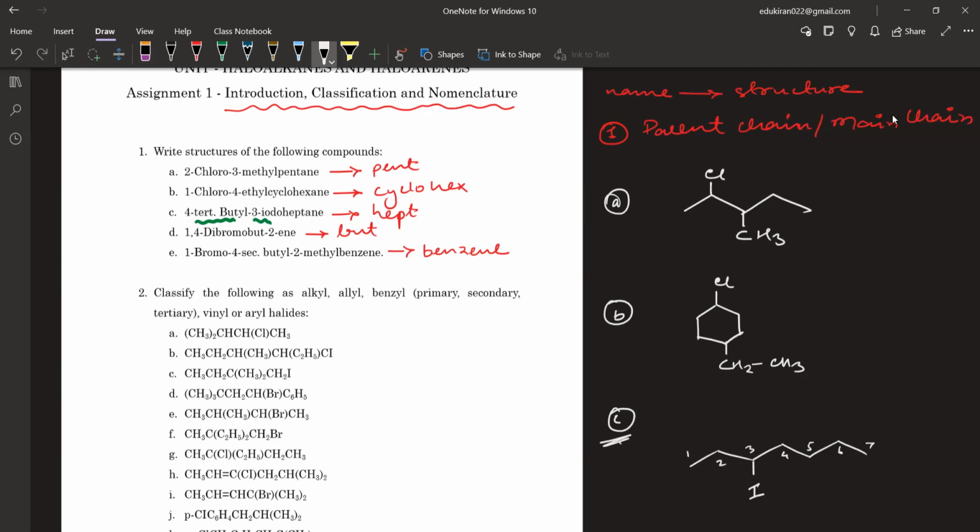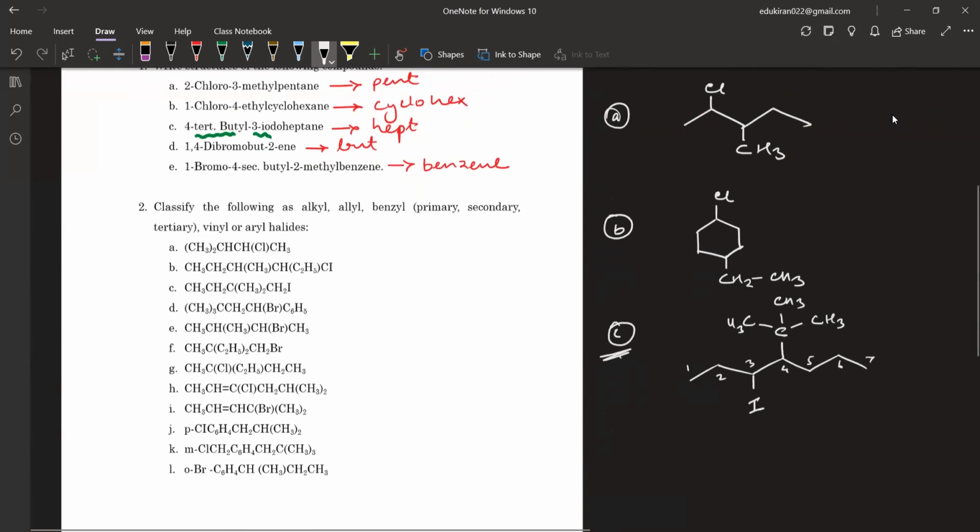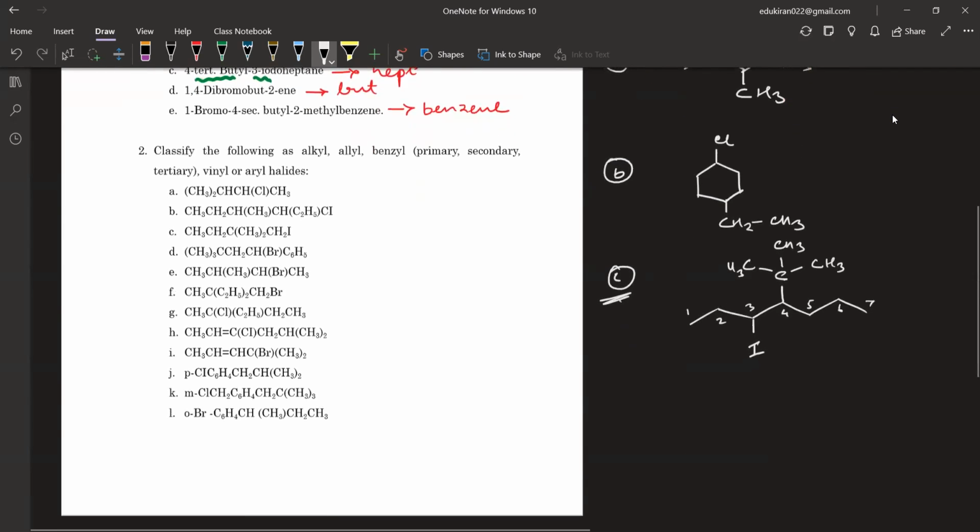Then in the C part we are writing, okay, in the fourth position we have tertiary butyl. Now tertiary butyl has a structure, that is you have one carbon atom which is further connected to three more carbon atoms, CH3, CH3 and CH3. This is tertiary butyl. So this tertiary butyl group is on which carbon atom? In the fourth carbon atom. Clear? Yes or no, please tell me. Yes, sir.